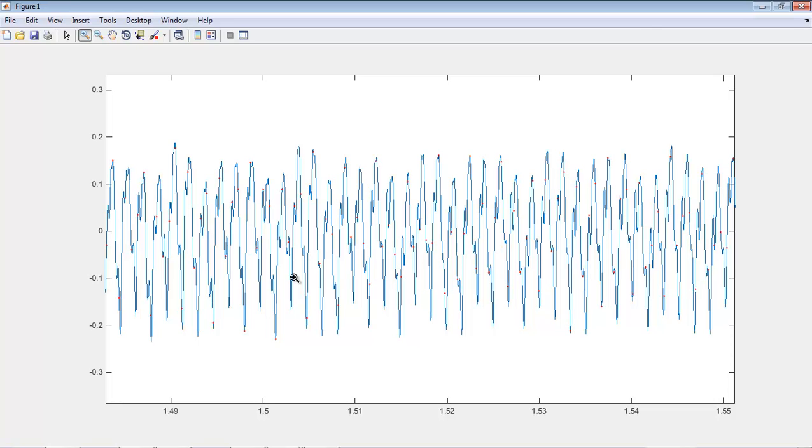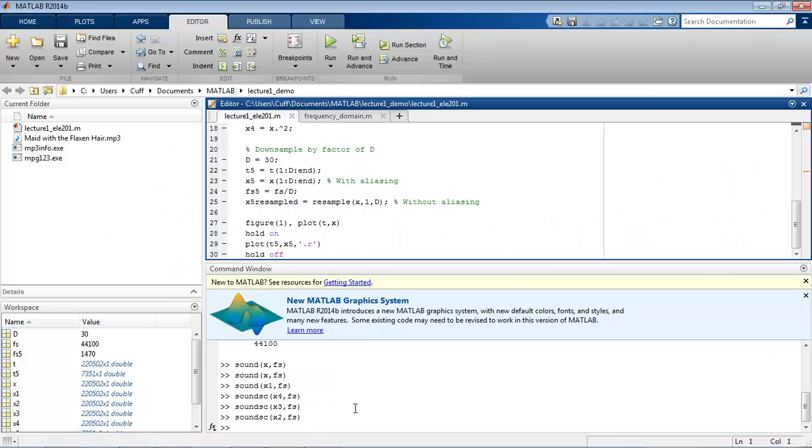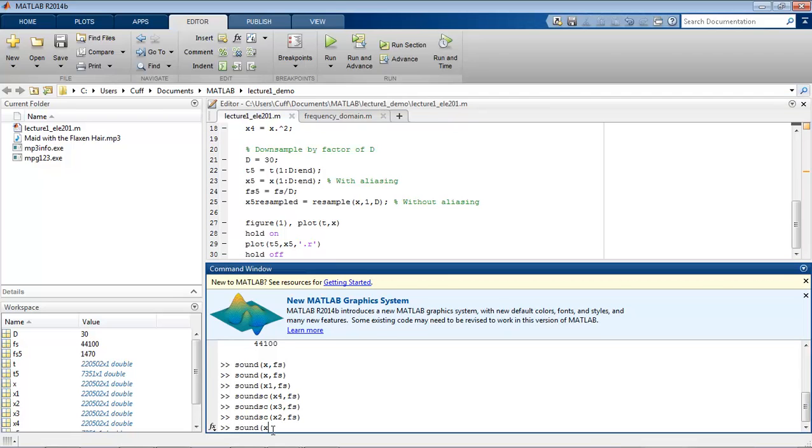Now, if we do that, we should also adjust the sample rate that we tell it to play back the sound. If we don't adjust the sample rate, this sound is going to take 1/30th the time, right? We can do that first. If I don't adjust the sample rate, and I just say sound x5 fs. Okay, that's what it sounds like.